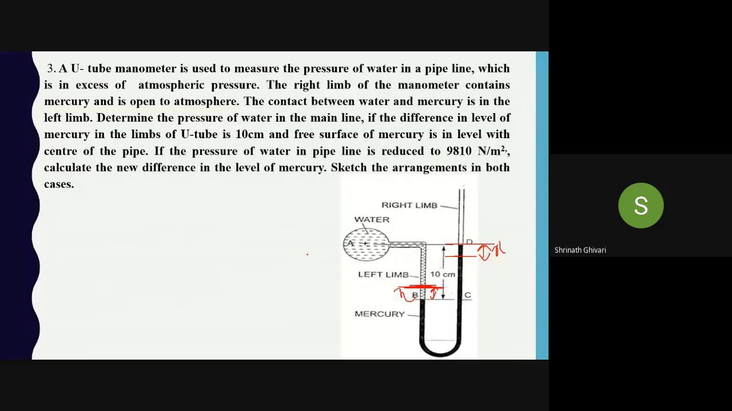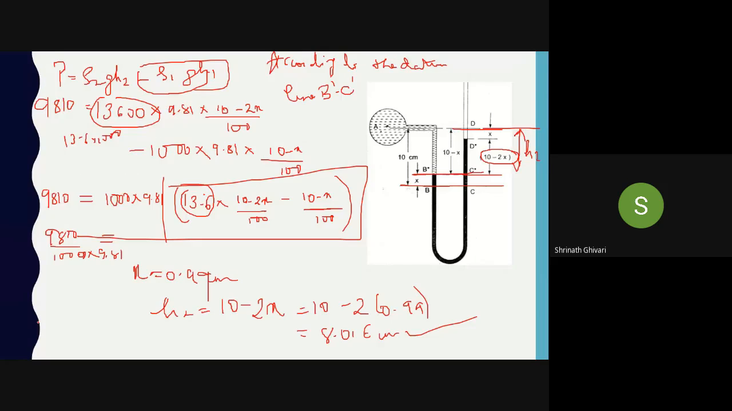Okay. So that only we have calculated. We have taken this as X, this as X. So this is the difference. See here, I want to know the new H1 and H2. What is H1? From the datum line to the center of the pipe. This is the height of the lighter liquid. This is 10 centimeter, this is X centimeter. So 10 minus X is H1.